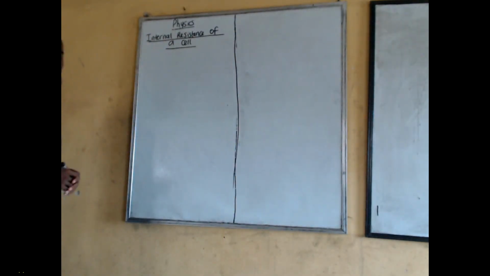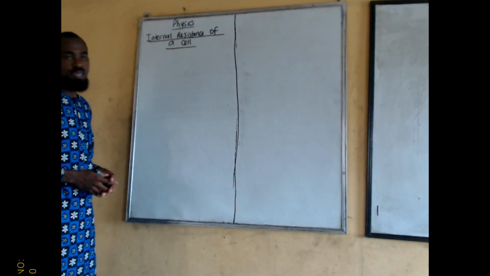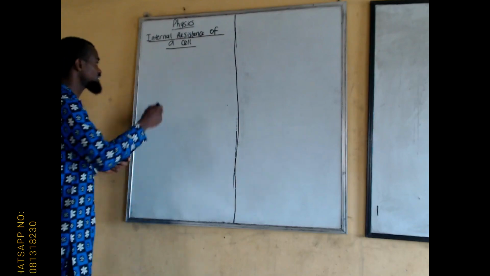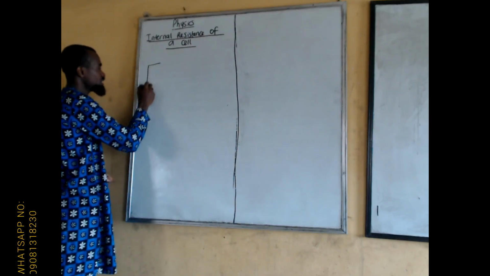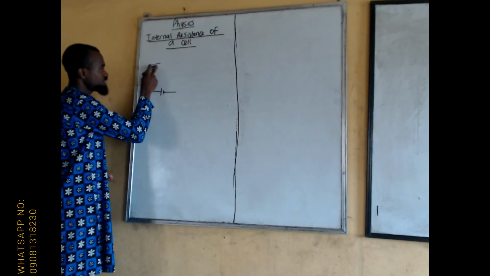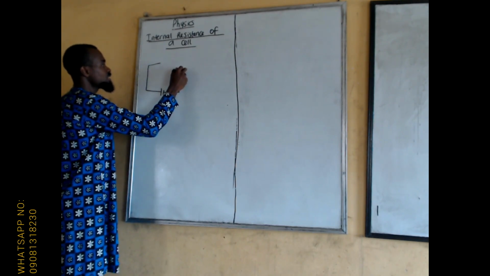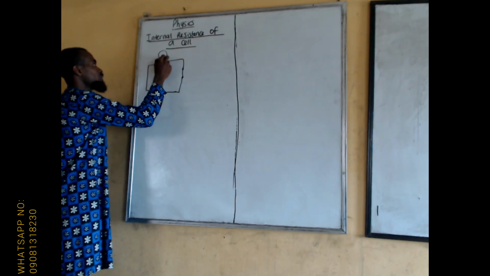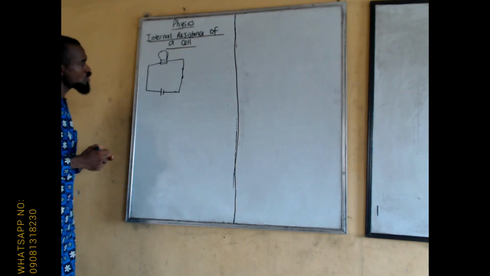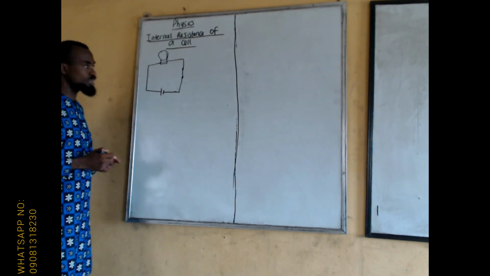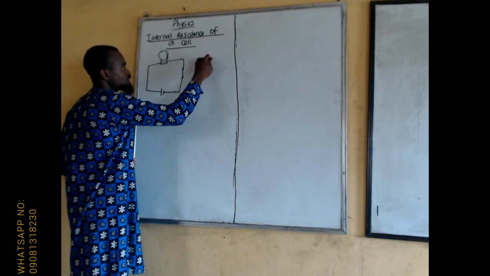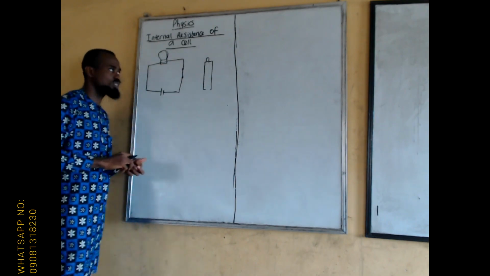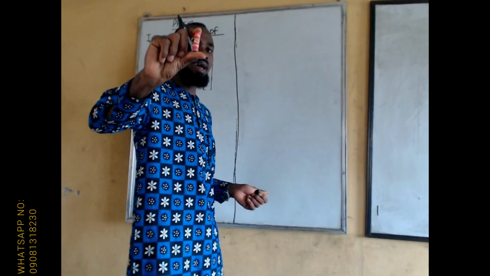Now we want to talk about internal resistance of a cell. If you have a direct current circuit such as this, you see the cell, this is a conductor, this is your key, maybe this is your bulb. This is an example of a direct current circuit. I can draw a representation of a cell, a big cell, like a battery.